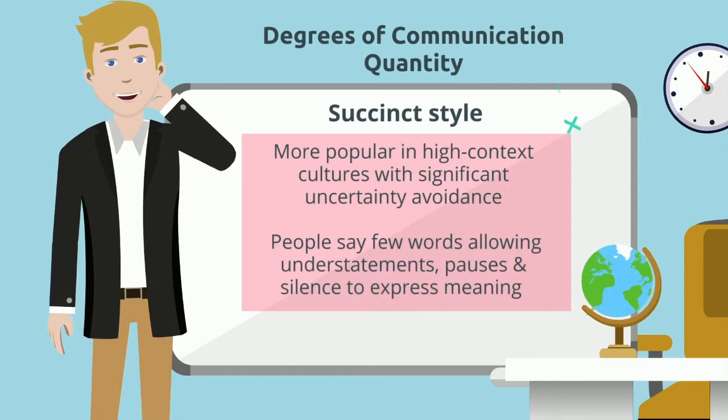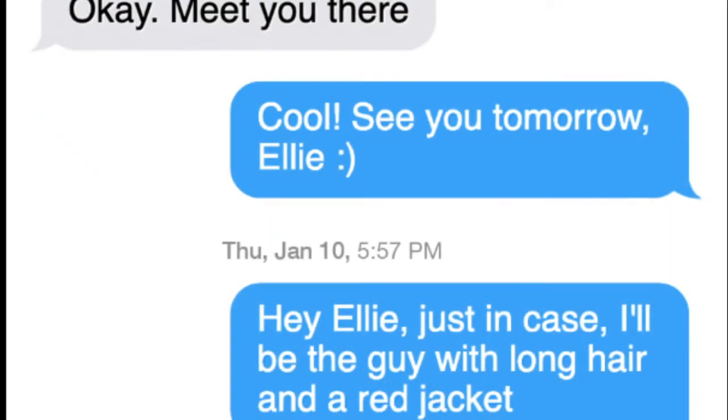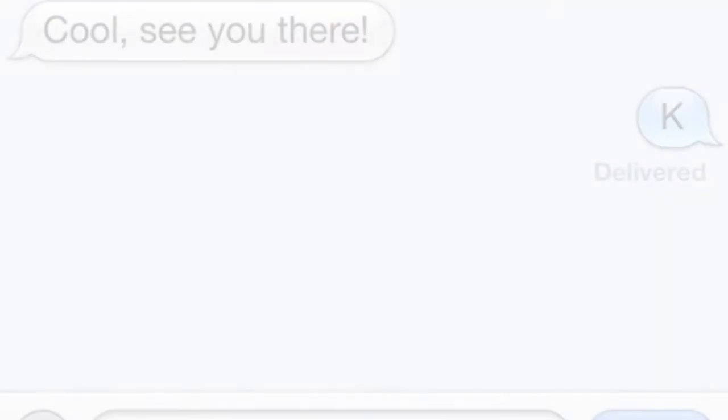Lastly, the succinct style is the most common in Asia. The meaning of succinct is compact. They tend to say few words and allow pauses and silence to convey meaning. This is what it looks like to text someone with elaboration style and succinct style.